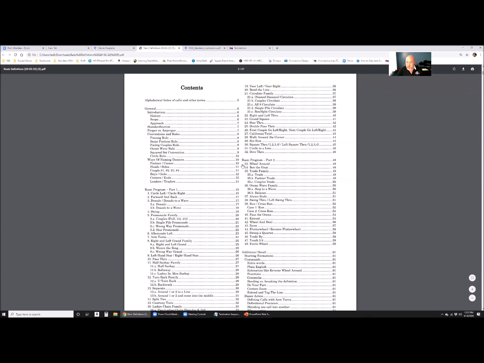Particularly where wheel around is right here at call number 33. And in theory, you should have taught right and left through at call 22. You already have this dance action and they should already know it. So if they already know it, why are you bothering with a pass through and a wheel around? I think it just makes no sense.